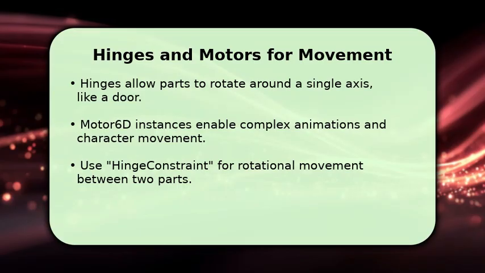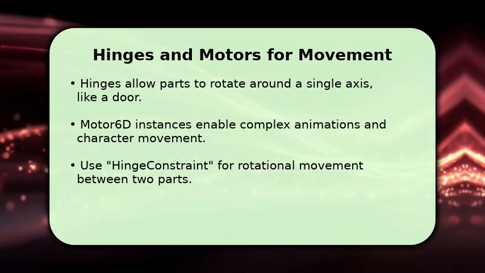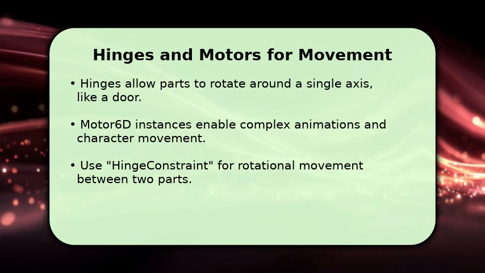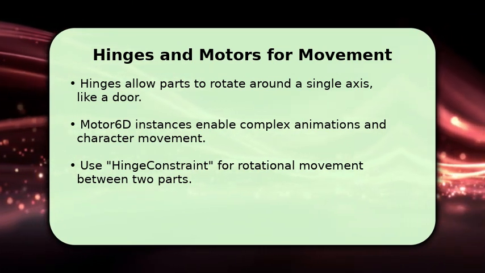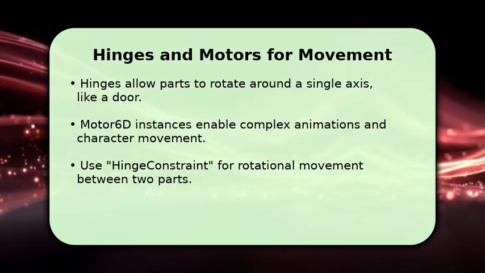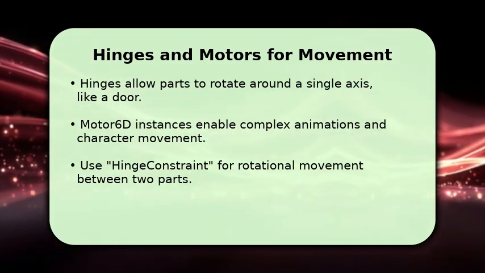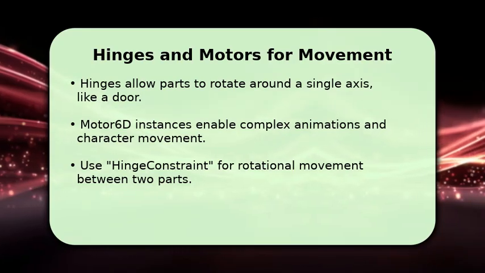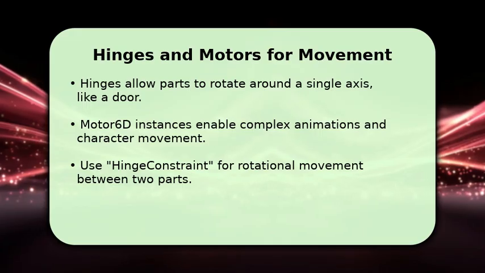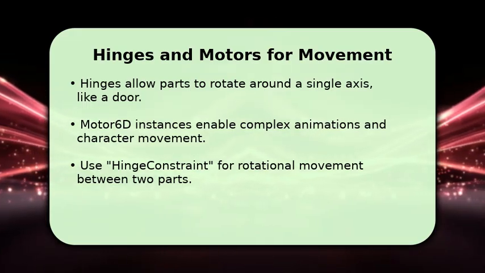A hinge constraint allows one part to rotate around another, perfect for doors or rotating platforms. For more advanced movement like character limbs or complex machinery, Motor 6D instances provide precise control over rotation and position. These tools add interactive elements, bringing your creations to life with controlled motion.